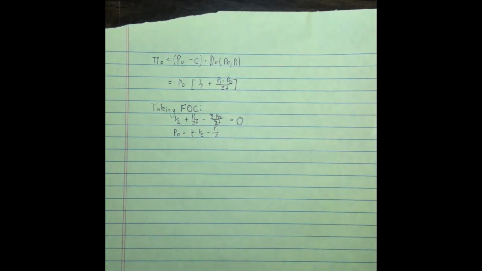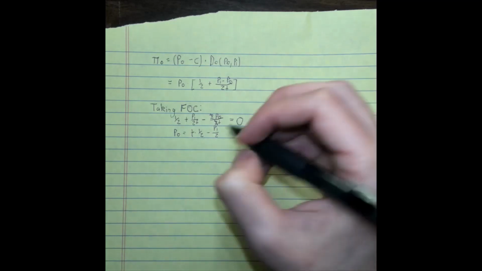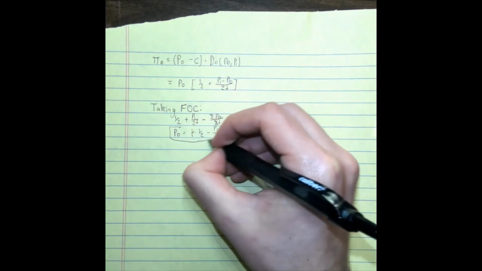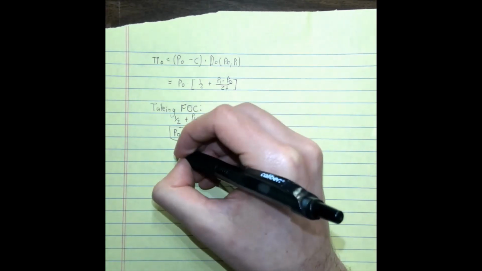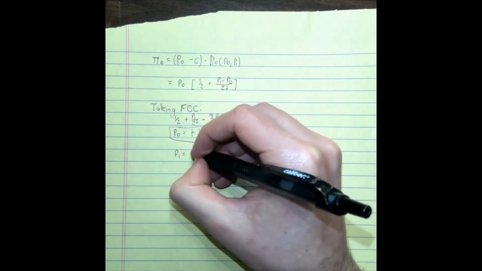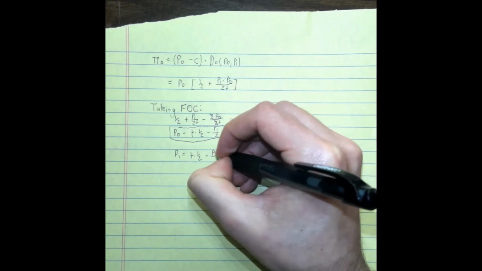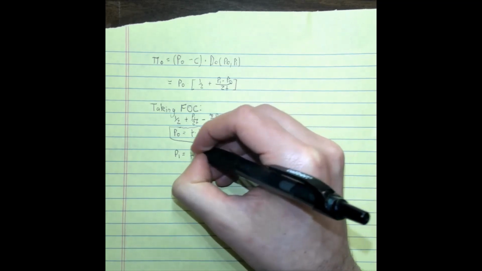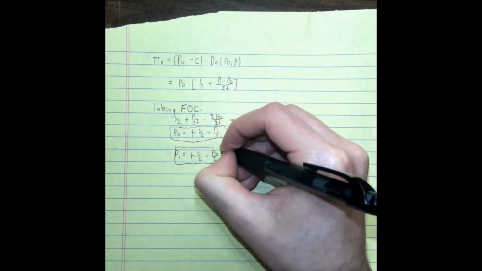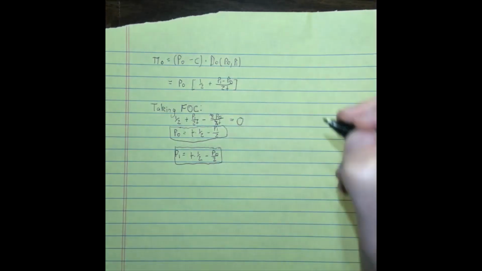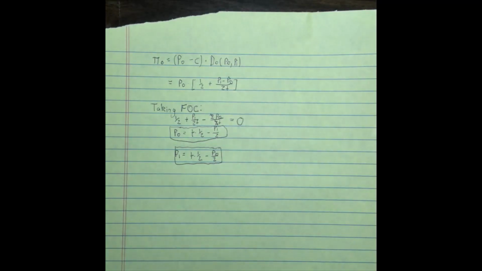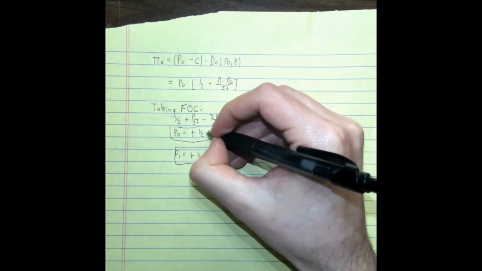Just because of symmetry, we can also get P1's best response function. So P1 is equal to t times (1/2 minus P0 over 2). Sorry, I'm doing bad math here, these should be pluses.